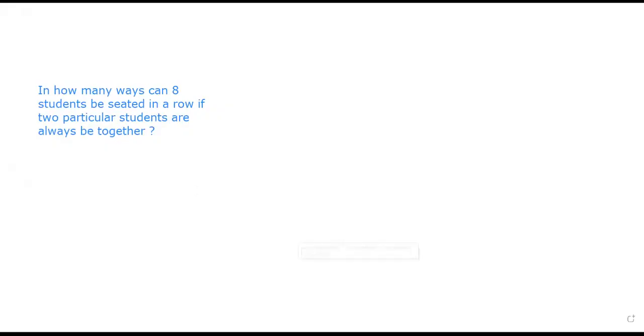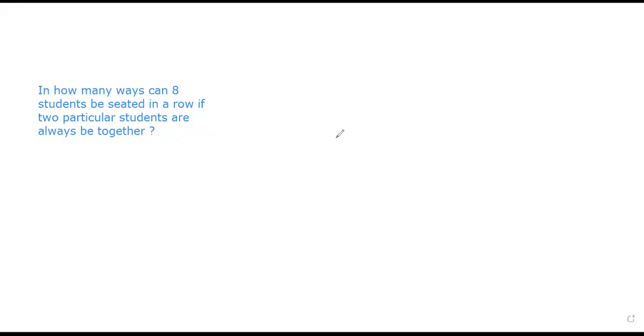In how many ways can 8 students be seated in a row if two particular students are always together? That is the question. So how do we simplify this type of question if it is asked in any drives like TCS Ninja, Wipro NQT, or Infosys?